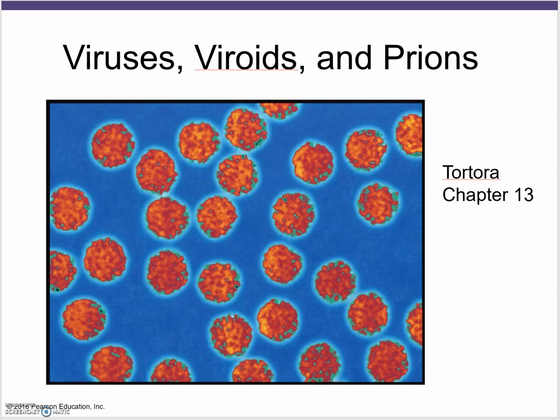They're too small to be seen with a light microscope, so you need something better than a light microscope. An electron microscope will do it. There are also other ways where you can demonstrate the presence of viruses indirectly. So let's first take a look at some of the characteristics of viruses.